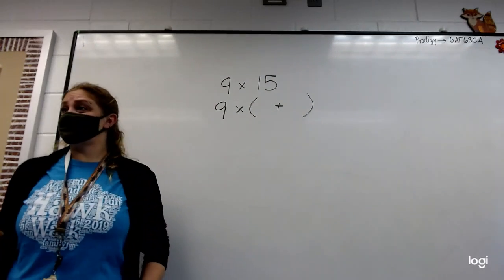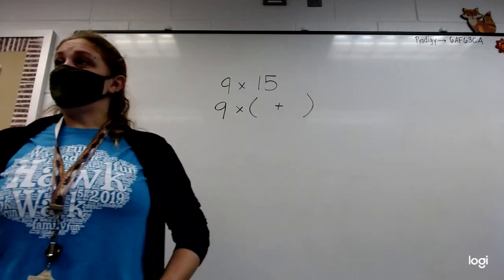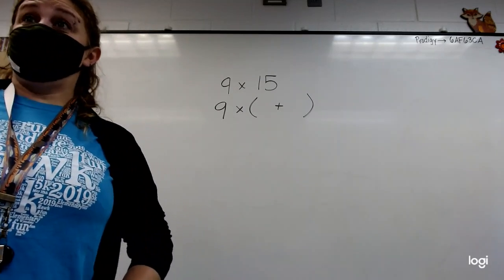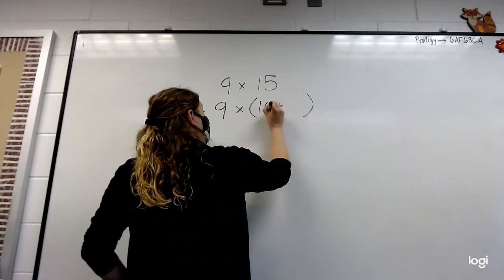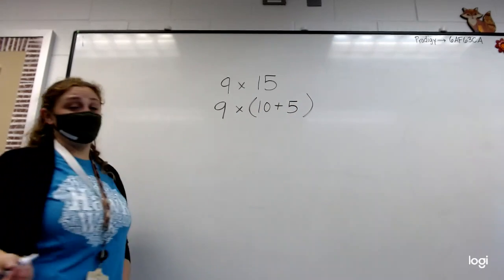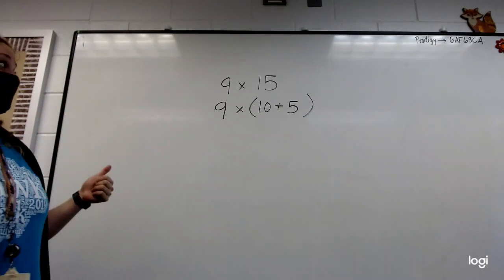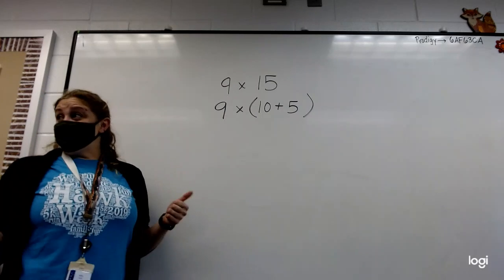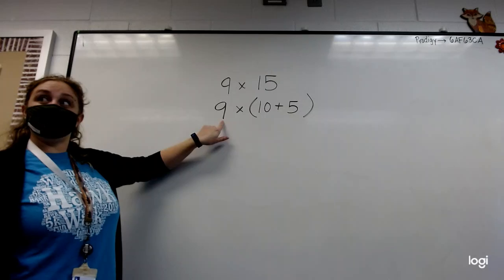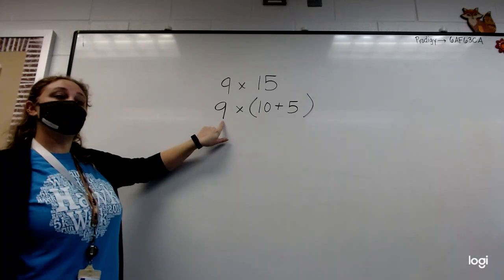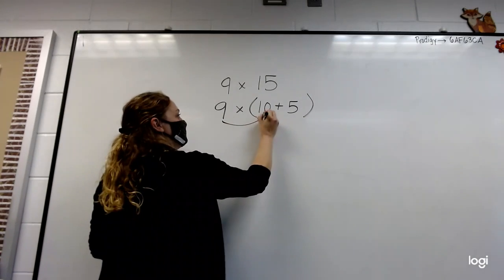What else could we use? Josiah? 10 and 5. I'm going to do 10 and 5 because I'm super good at my 10s and my 5s. So 10 plus 5 is definitely 15. So we're good so far. Next step. What do we have to make sure this 9 does to everything in the parentheses? Chloe? Multiply.